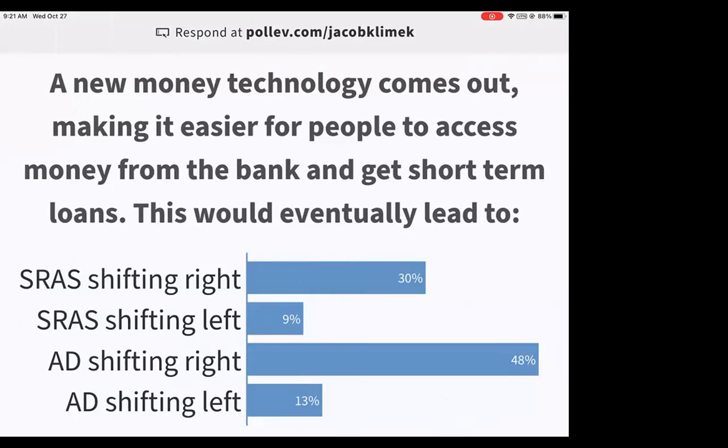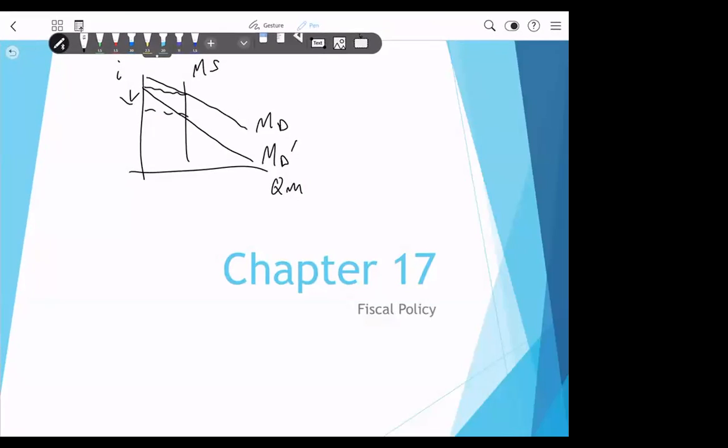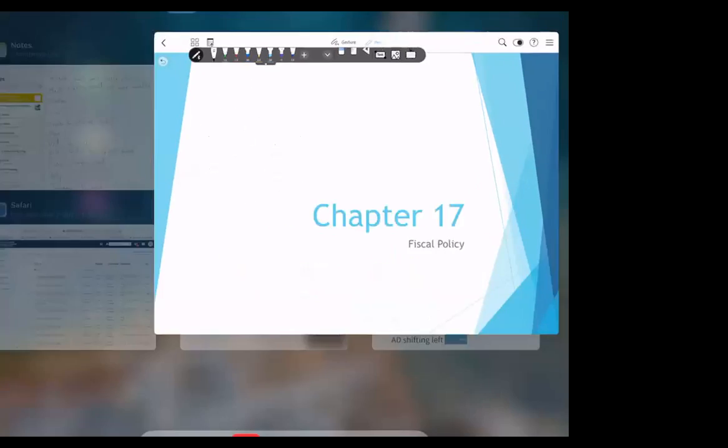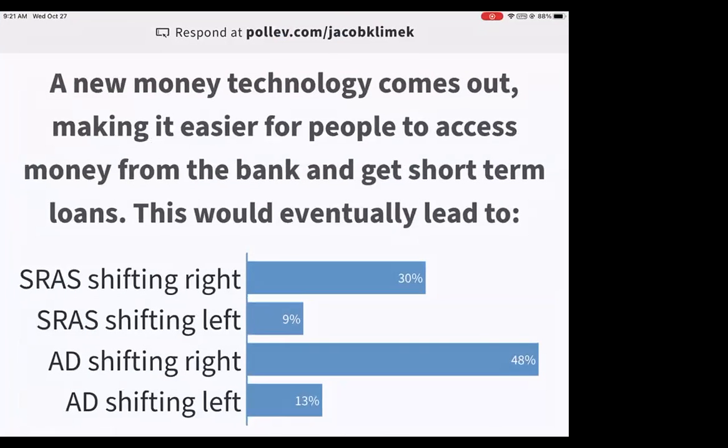Yep. No, you're good. I think where I got confused was when we pulled in the demand, at least I was confused. Yeah. So why are we talking about money demand? We have a new money technology, right? So that's going to influence the money market.